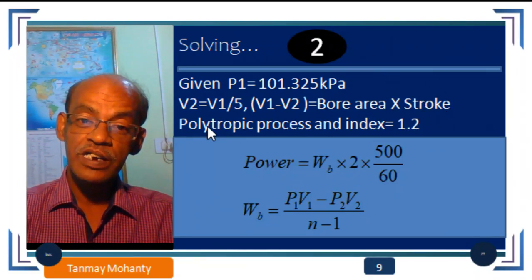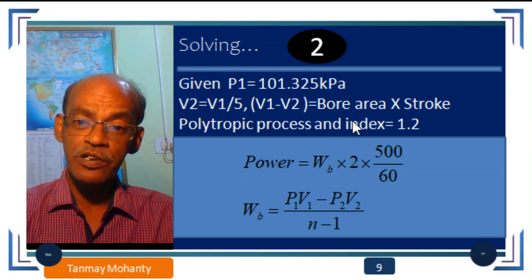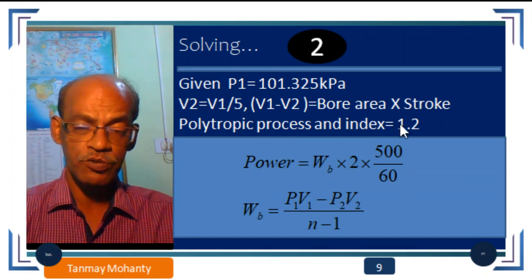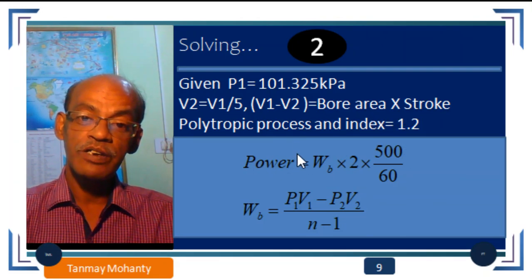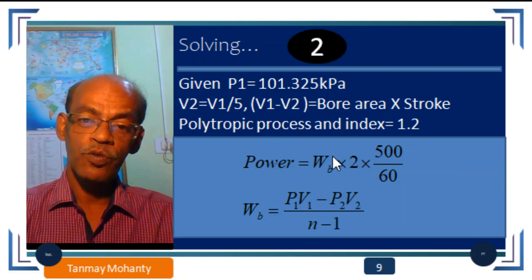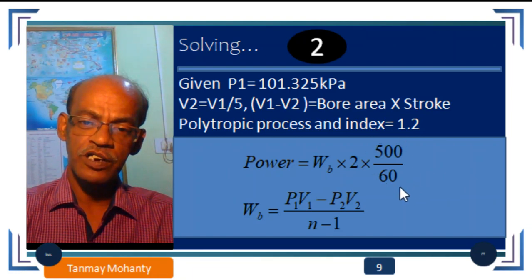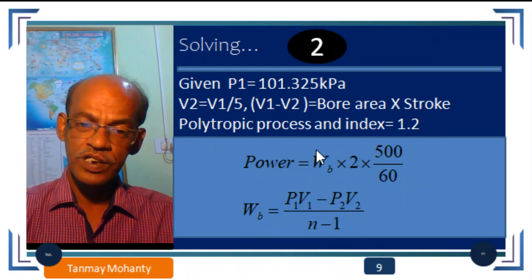And also we have been given that it is a polytropic process of compression, and the index of polytropism is 1.2. PV to the power 1.2 equal to constant. What else? We have been asked to find out power, and we just discussed how to find power. WB is work done for single compression. This is a 2-cylinder engine, so multiply by 2. There are 500 compressions per minute, so number of compressions per second is 500 by 60. We multiply this, we get power.